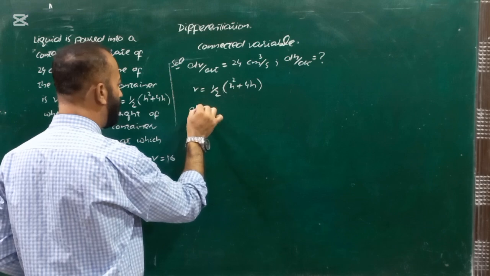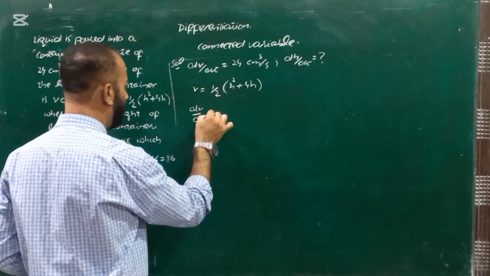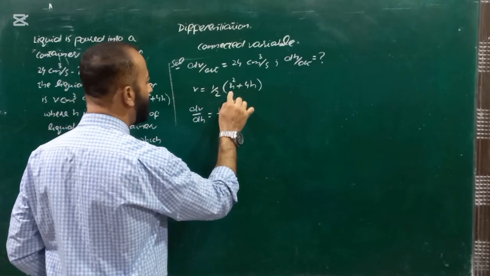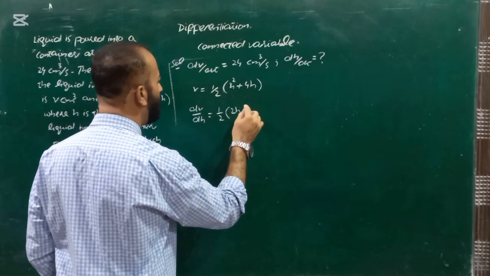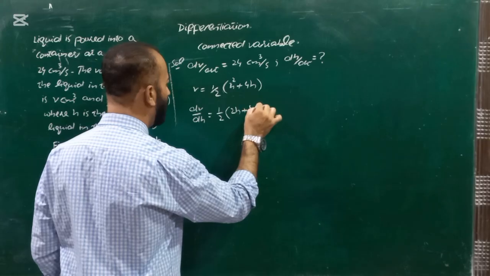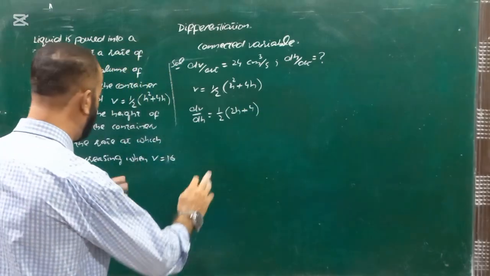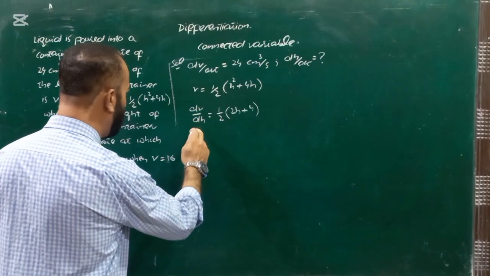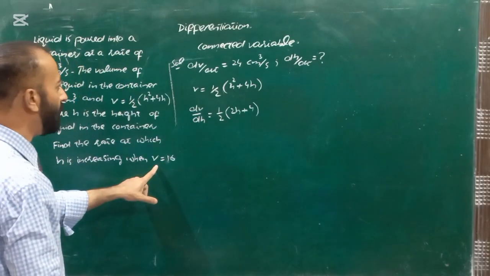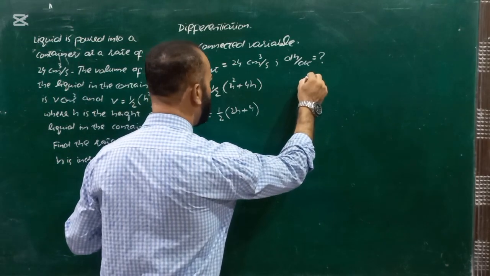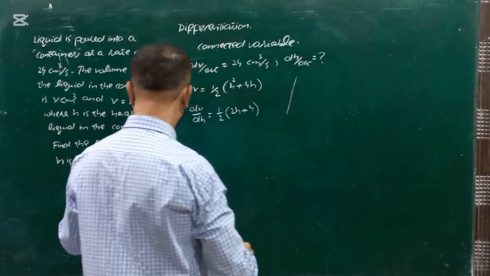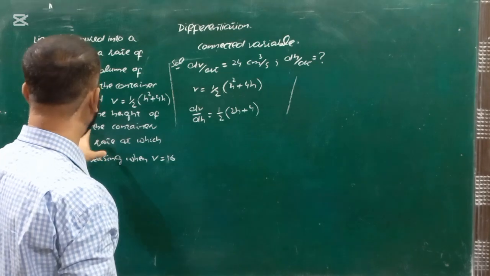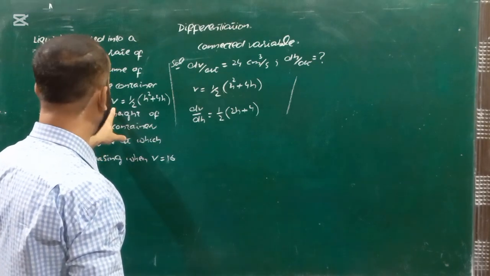So dV over dH, 1 by 2 will remain as it is. Inside the bracket will be 2H plus 4. So, okay, from here, actually we need the value of H to find the value of dV over dH. So here V is given, so we have to do some work. Here V is given, and this is the equation in which we will put it.